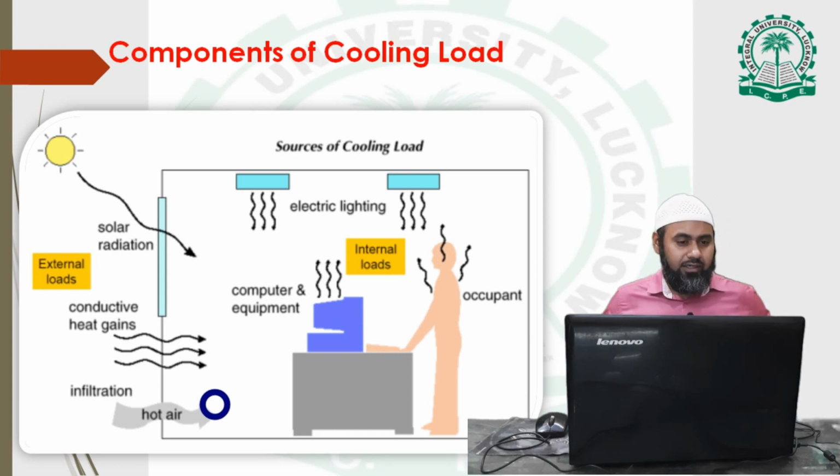And when we talk about the internal load, if we talk about the total heat at night, then there is no external load: there is no sunlight, no external conductive heat gain, no infiltration. Although the room is still very hot, so there must be some internal source available.